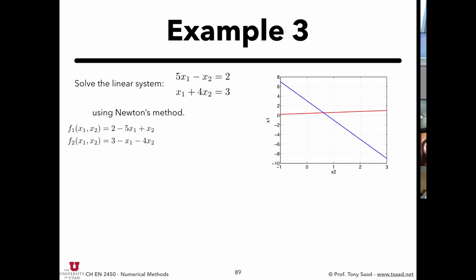Okay, so let's go ahead and do it together. We first define the residual functions f1 and f2. We take everything to one side. So let's just move the x1 and x2 to the right-hand side. So you get f1 is 2 minus 5x1 plus x2, and f2 is 3 minus x1 minus 4x2. I'm sure most of you got there. Okay. Then the next step is we define the Jacobian.